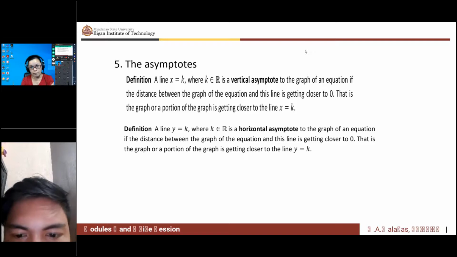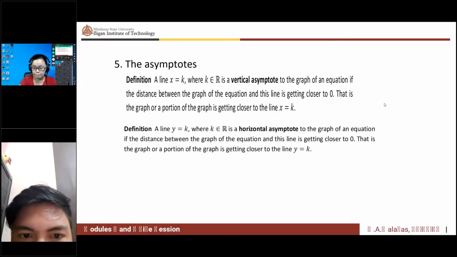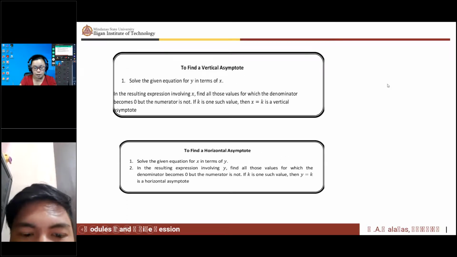However, somewhere it can probably cross the line in some other parts, but most of the points actually get closer and closer to the line. Similarly, for the horizontal asymptote, you have a horizontal line that has the same property as the vertical asymptote. And then, how do we find the vertical asymptote and horizontal asymptote?